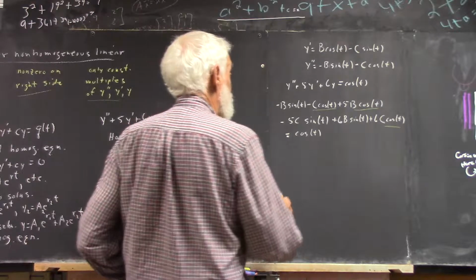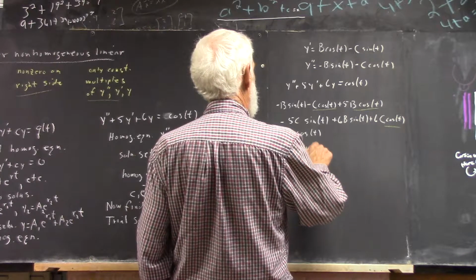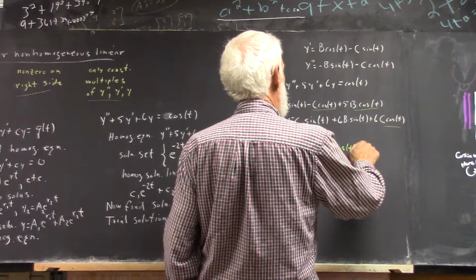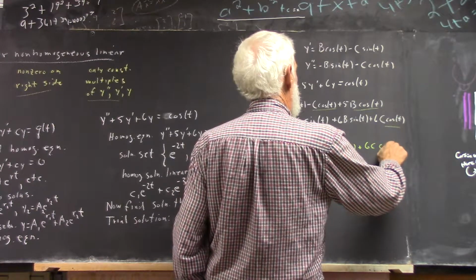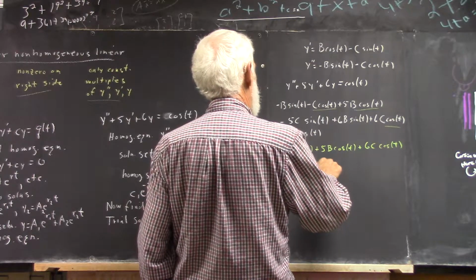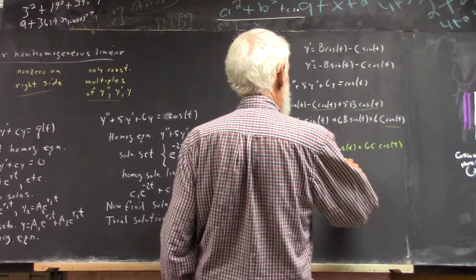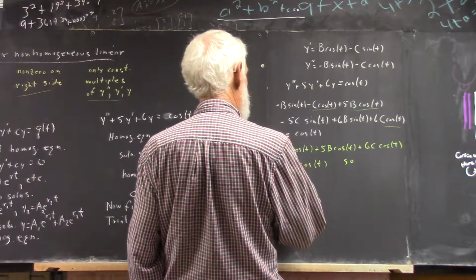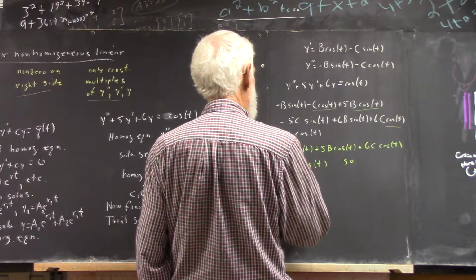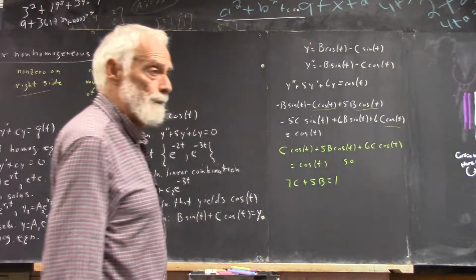Simple common sense tells us that c cosine of t plus 5b cosine of t plus 6c cosine of t equals cosine of t. So, looks like that's 7c plus 5b has to equal 1.